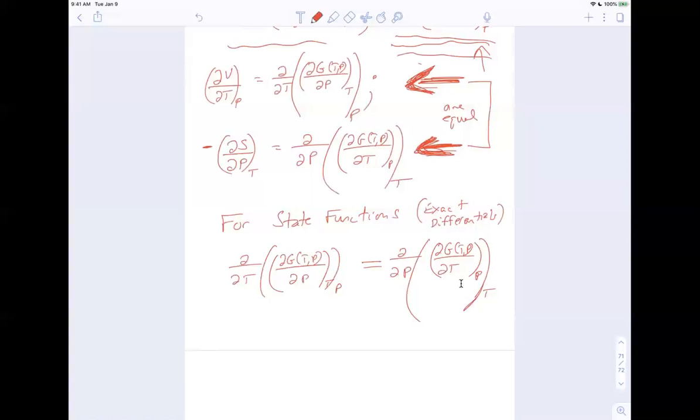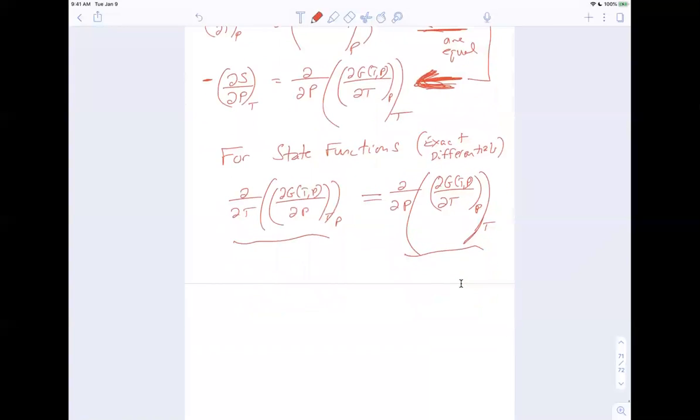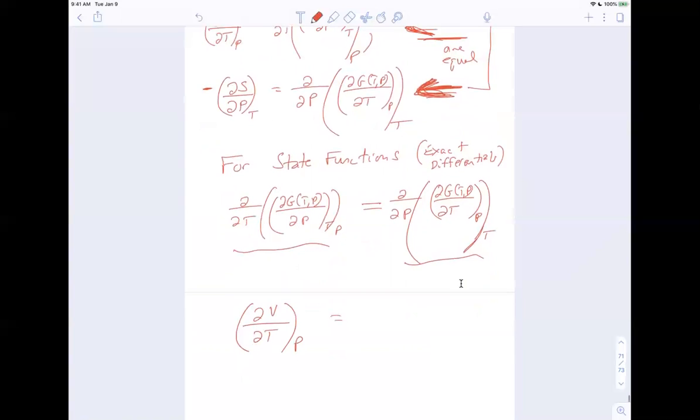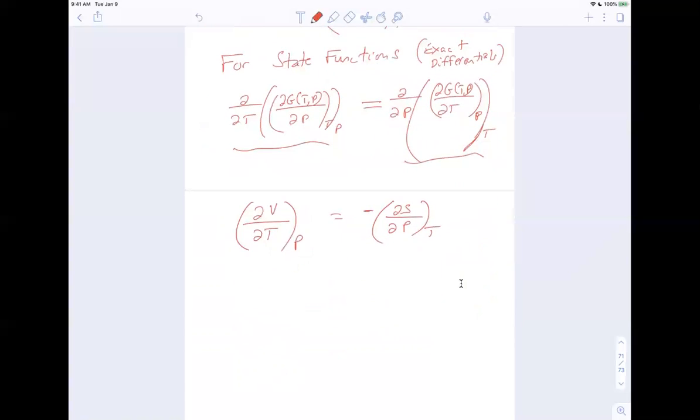Now we know what these complicated things are equal to based on these expressions up here. So the one on the left is equal to dV dT at constant pressure. So I'm going to write that now. This is just equal to the partial of V with respect to T at constant pressure, and the one on the right is equal to the negative partial of S with respect to P at constant T. And that's just equal to the partial of S with respect to P at constant T.